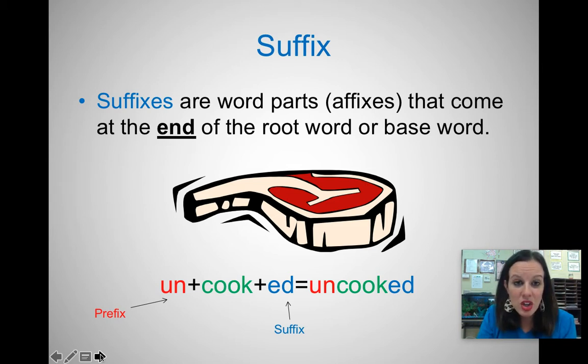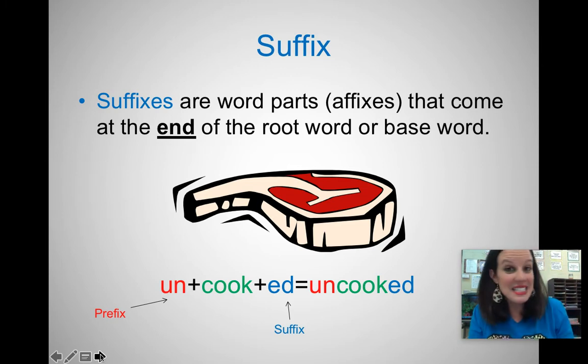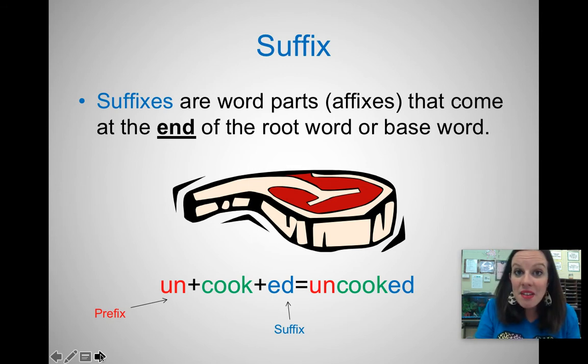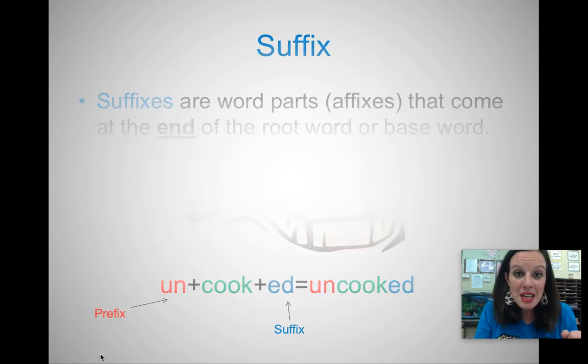So take a look. Uncooked. There's my base word cook right in the middle. It's a word all on its own. Un is not a word by itself, and ed is not a word by itself. When I add a prefix, un, or a suffix, ed, to the beginning of a base word or the end of a base word, I'm changing the meaning of that word.